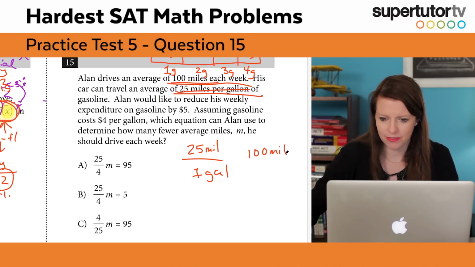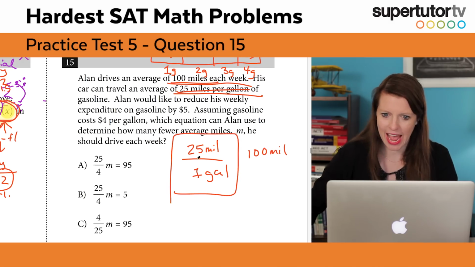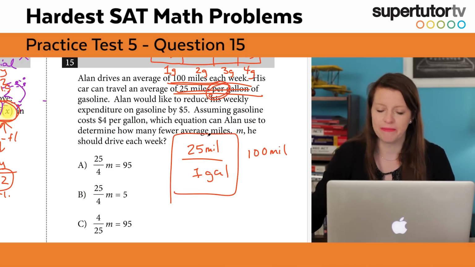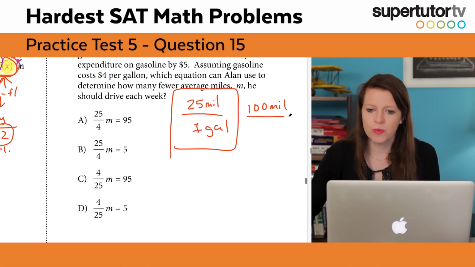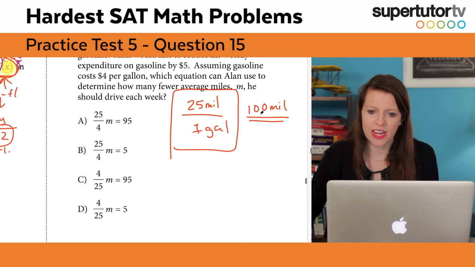Here I have miles, right? I look at what rates I have. Whenever I have per, that is a rate. Here's what's cool about rates: you can always flip them upside down. And here's what you do to use a rate to convert stuff.